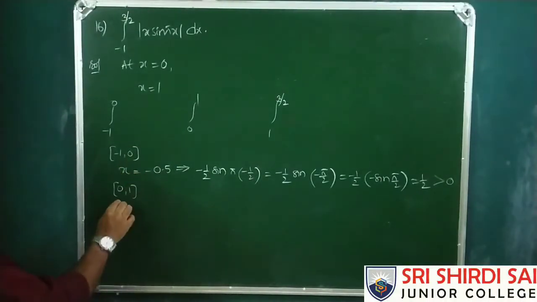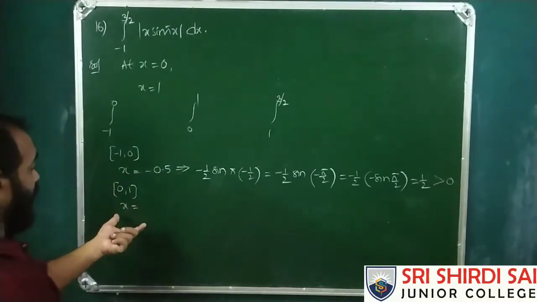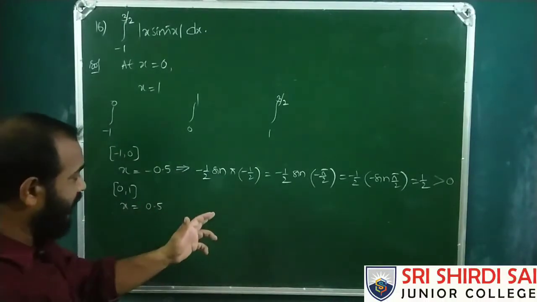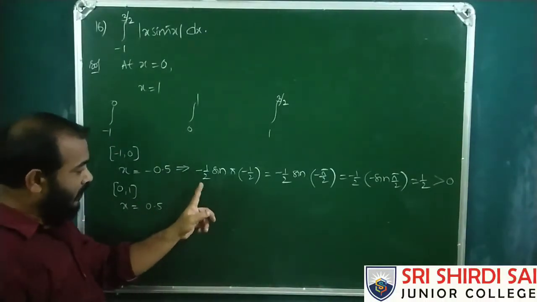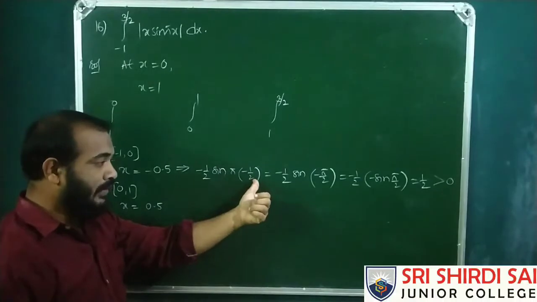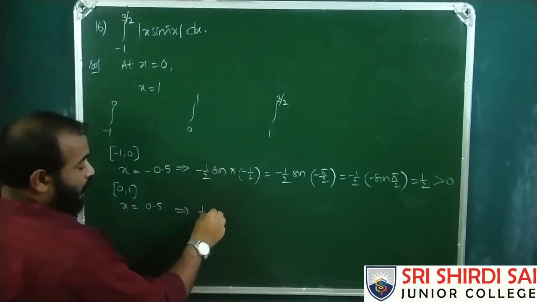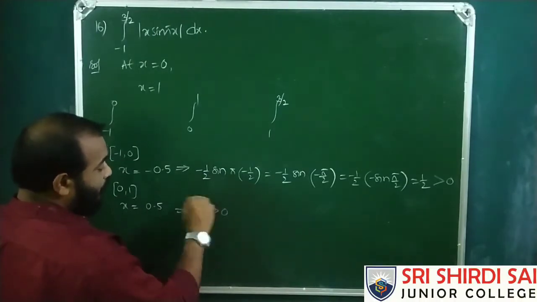Between 0 to 1, let us take any point, which is 0.5. So x is equal to 0.5. If I take that, then here 1 by 2 into sine pi into 1 by 2, same 1 by 2 is what we are going to get. So this is also positive.